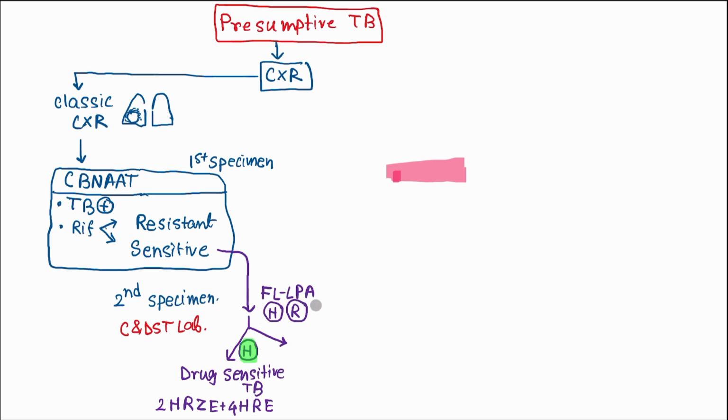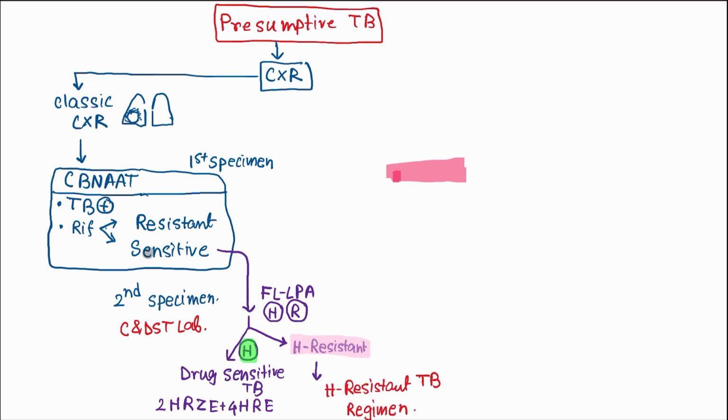And in the first line probe assay, we actually check for resistance to H as well as R. Here we check for resistance of R, here we check for resistance of both H and R. Suppose in that scenario H is sensitive, then we have to give the drug sensitive TB regimen, that is, we have already discussed 2-HRZE and 4-HRE. So remember, there is rifampicin sensitive, and also this is sensitive to H. H green means this is sensitive. So this is a totally sensitive TB.